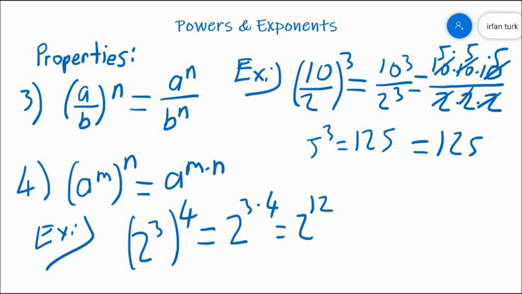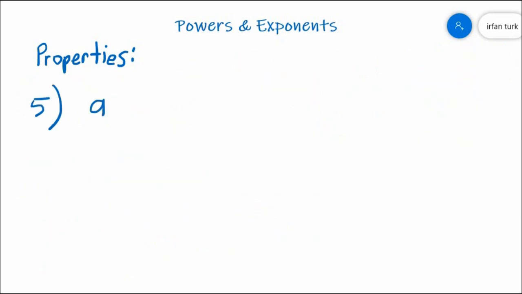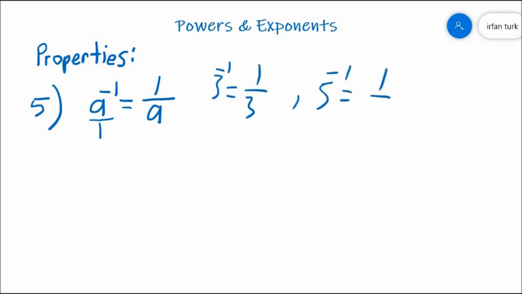And now let's take a look at the fifth property. If you take the negative 1 power of any number, like a, for example, in this case, you're going to write numerator into the denominator, denominator into the numerator. Actually, this a is a divided by 1. So there is 1 in the denominator part. If you write upside down, then it's going to be 1 divided by a. As an example, 3 to the power of negative 1 is 1 divided by 3. So 5 to the power of negative 1 is 1 divided by 5.